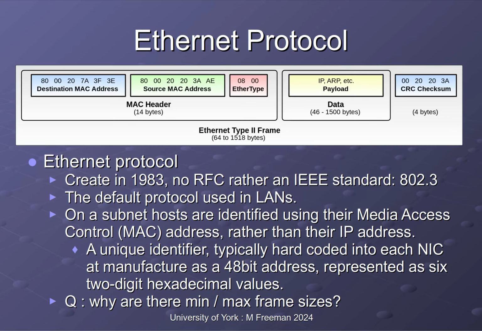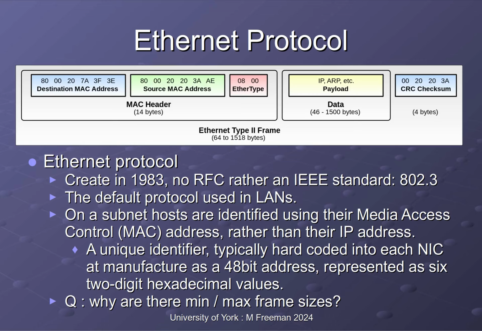So our Ethernet protocol, created in the 80s, as I say, IEEE standard 802.3, and it is the default protocol you'll see on your local area networks. So hosts, as we were saying, are identified on these networks using MAC addresses, or to give them their full name, the Media Access Control address, and these are 48-bit addresses. So each network interface controller, each NIC at manufacture, is given a unique 48-bit physical address that will identify it on our network. And typically when you run ipconfig or ifconfig, you will see that represented as 6 two-digit hexadecimal values, as you can see in this example here.